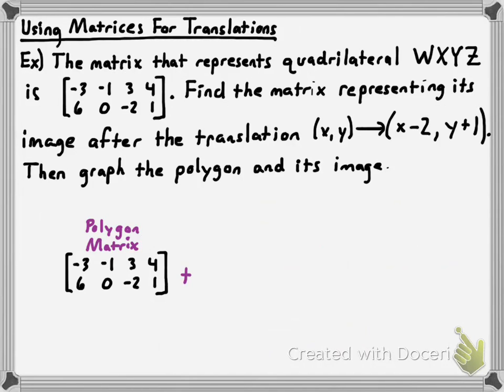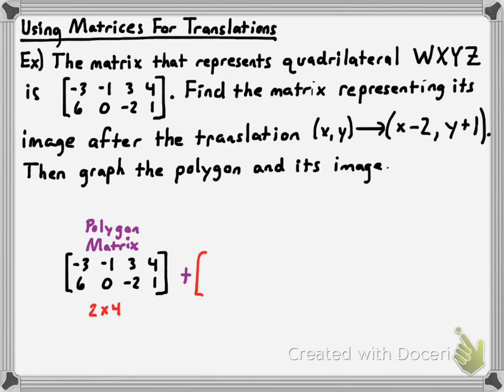Now keep in mind, in order for it to be possible to add 2 matrices, those matrices have to have the same dimensions. So since this is a 2 by 4 matrix, we've got to have another matrix that's a 2 by 4, and here's simply how that's going to work.